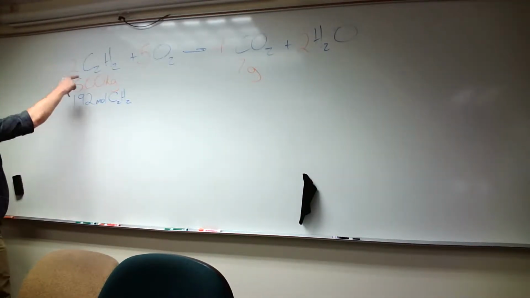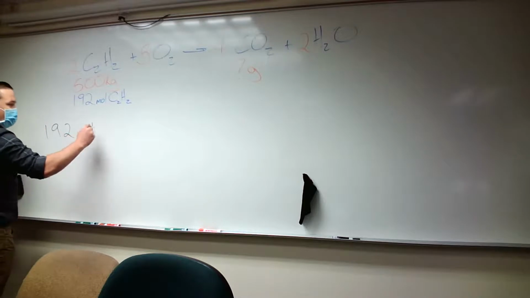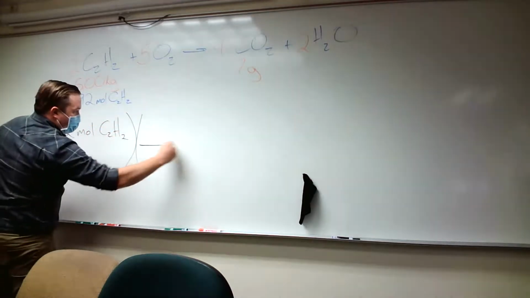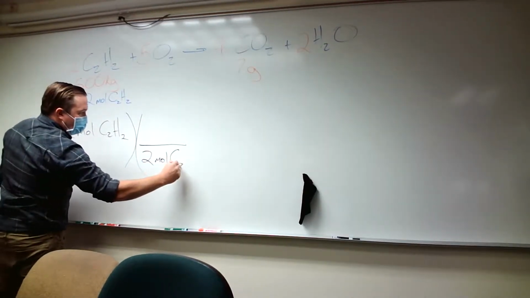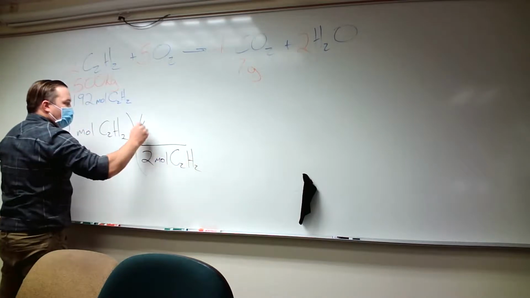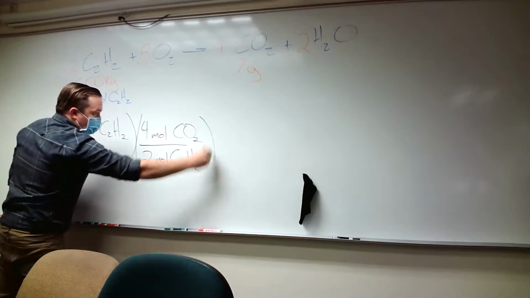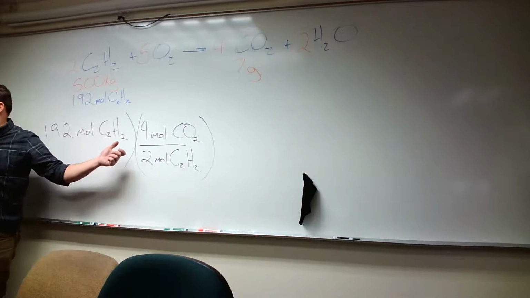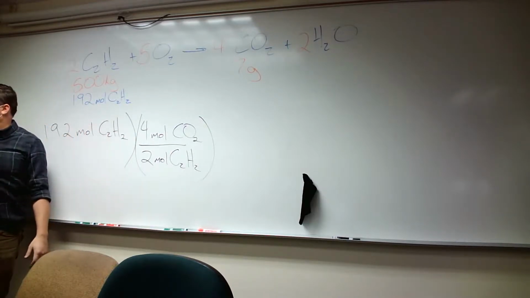So now if we want to go moles to moles, we can use our balanced reaction. This is our stoichiometry step. 192 moles of C2H2, and for every 2 moles of C2H2, we get 4 moles of CO2. Again, you can reduce this, but there's absolutely no need. Might as well just keep the same coefficients as you have up here so you don't confuse yourself.